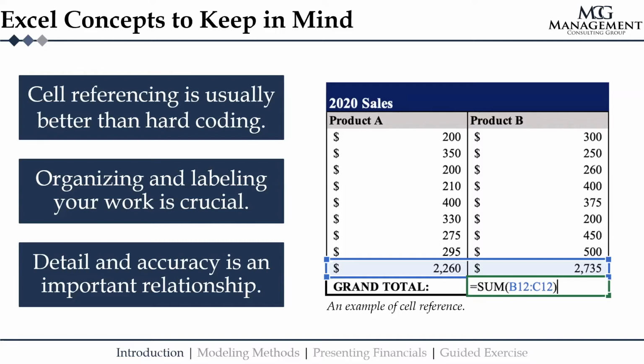So organizing and labeling is also important. You want the judges and whoever's viewing your presentation to understand the flow and where your financial models are coming from, what each number is indicated by, and you want to be as detailed and accurate as possible.